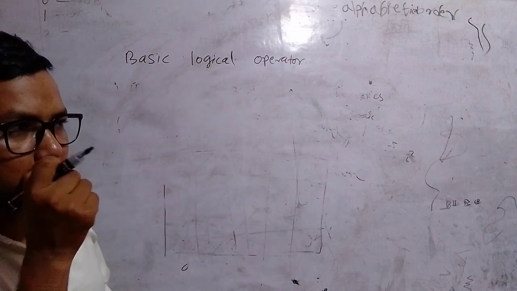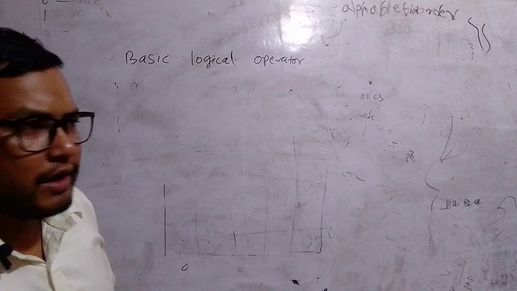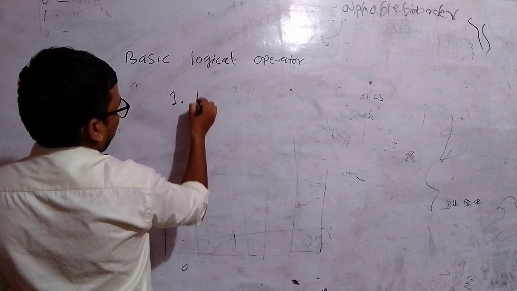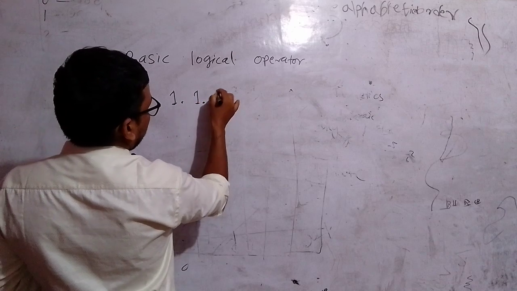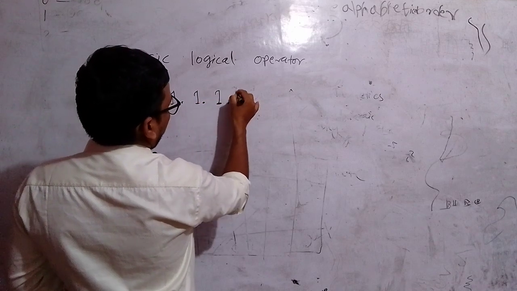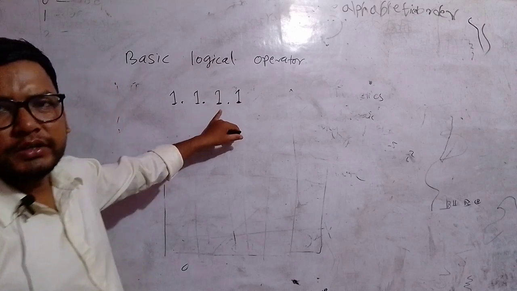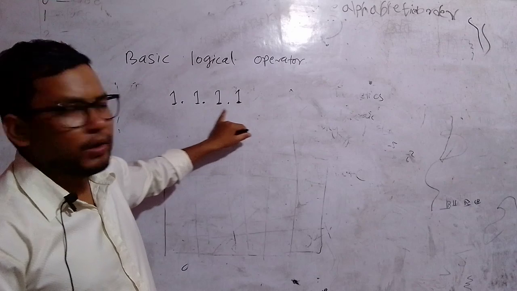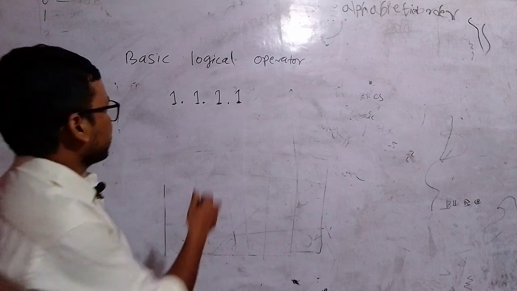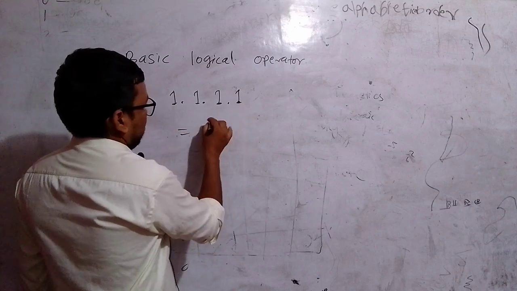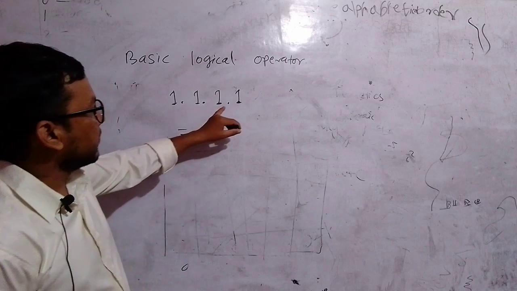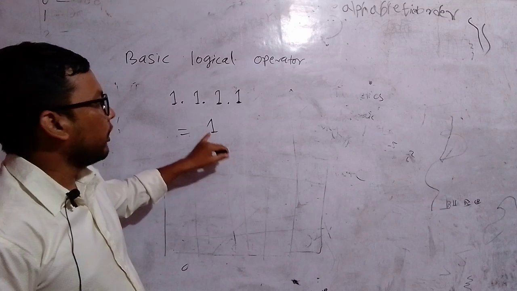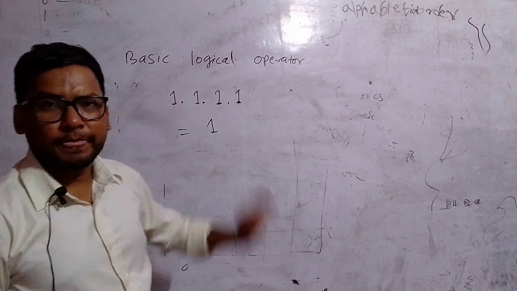Now let's understand the AND operator. 1 dot 1 dot 1 dot 1. What would be its output? This is the logical operator. What would be its output? Its output would be 1. Why? Because these are AND operators, and the AND operator produces output 1 only if all of its inputs are 1.